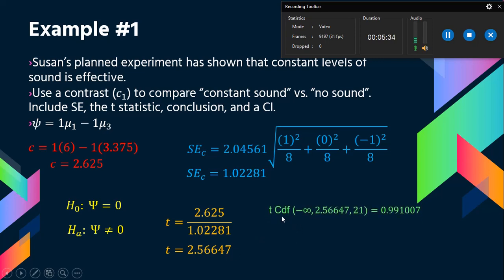And now I'm going to plug this into my iPad. So we're going to run a t-CDF. Our upper bound is our t-statistic. Degrees of freedom is the degrees of freedom for the error. It's 21. And this is the value that I'm obtaining.